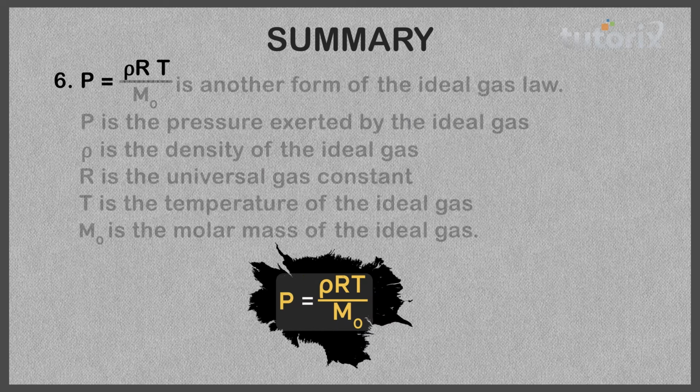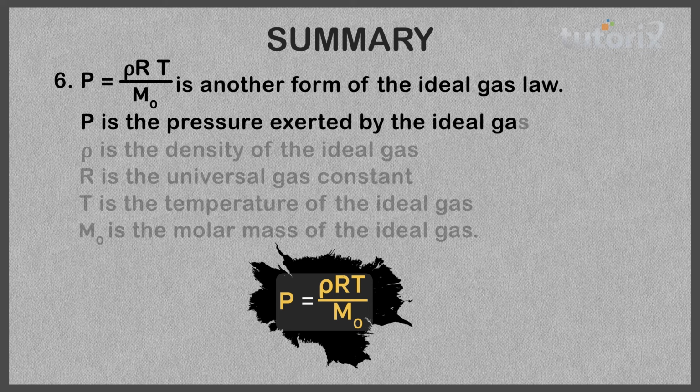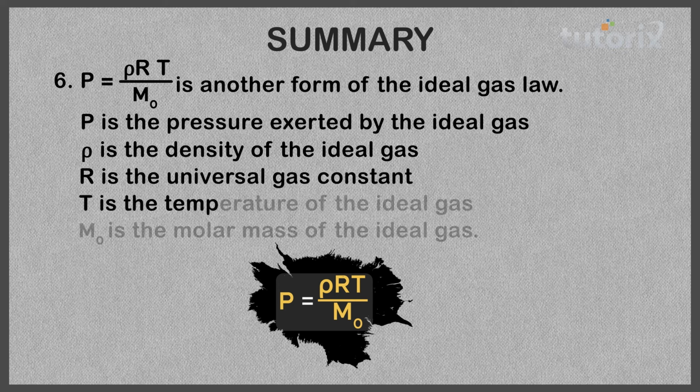P = rho RT/M0 is another form of the ideal gas law. Here P is the pressure exerted by the ideal gas, rho is the density of the ideal gas, R is the universal gas constant, T is the temperature of the ideal gas, and M0 is the molar mass of the ideal gas.